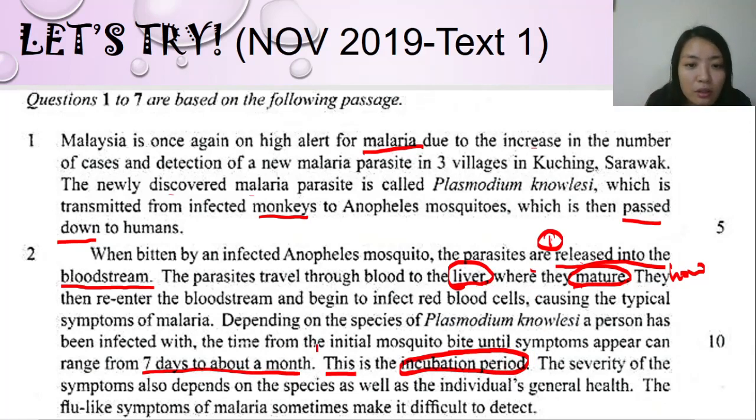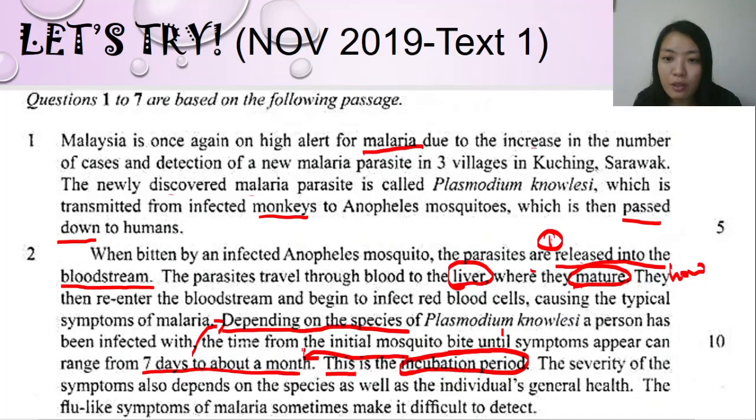So does it depend on the health? Oh, I found another keyword here, the word depend. So depending on the species of this plasmodium, the time ranges from 7 days to a month, and this is the incubation period. So this 7 days to a month is dependent on the species of this plasmodium knowlesi. So actually it is not depending on the person's health, it depends on the species. Okay, so there is something that is contradicting already, isn't it? So this is for question number 2, the answer I found here.